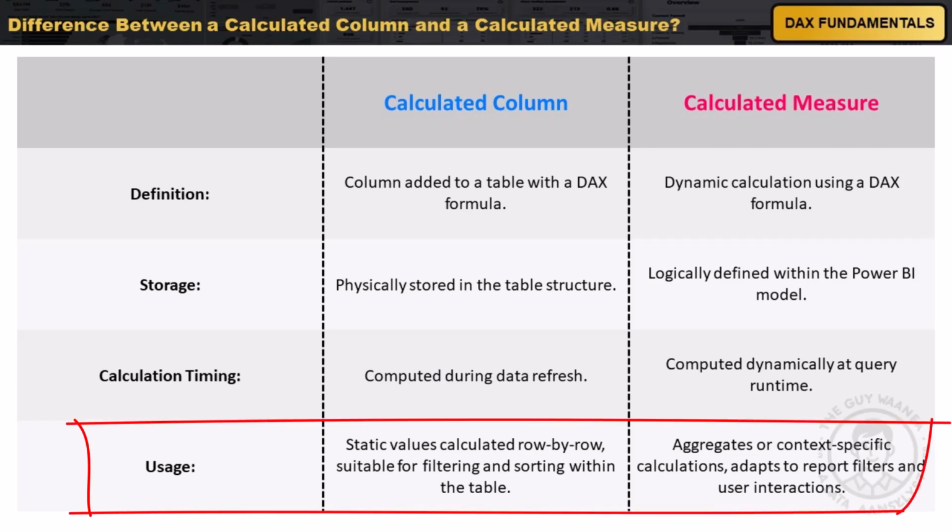Calculated columns are useful for static calculations that need to be referenced frequently within the same table, such as calculating margins or combining columns. Meanwhile, calculated measures are ideal for creating dynamic aggregations, key performance indicators, or any calculation that needs to adapt to different levels of aggregation or context within reports.